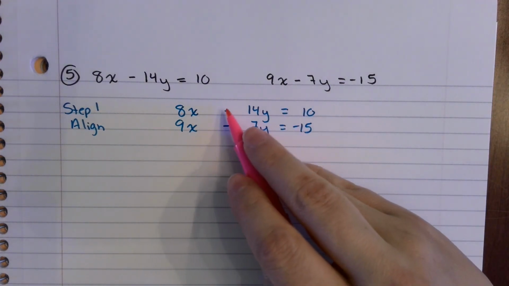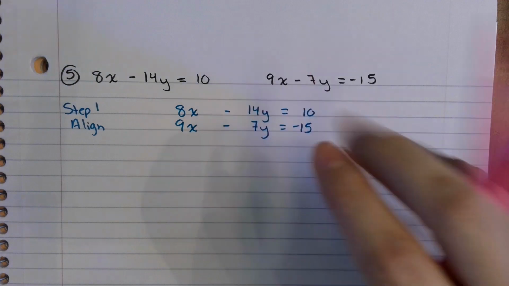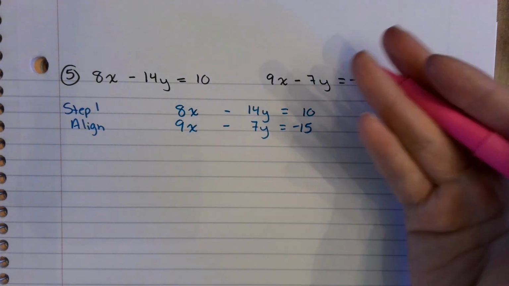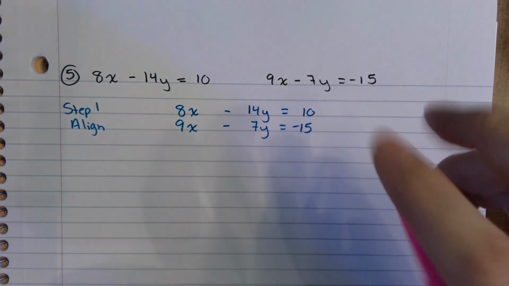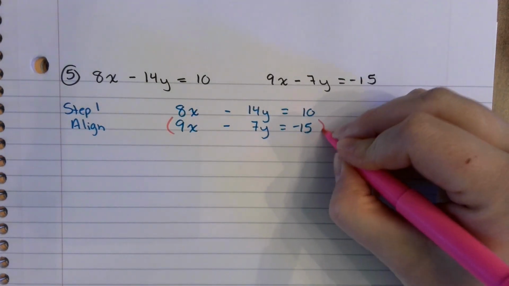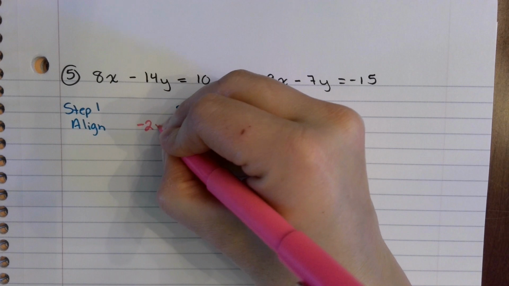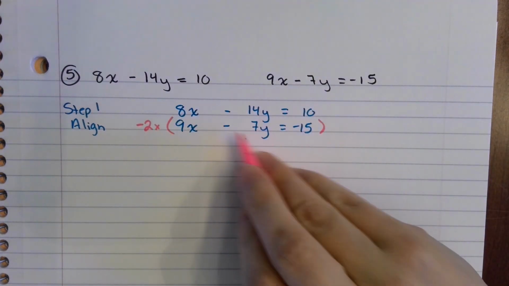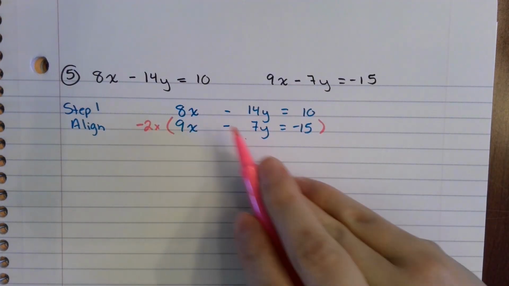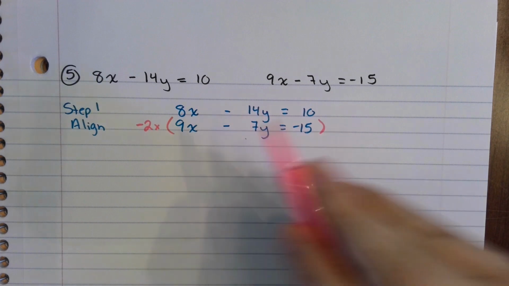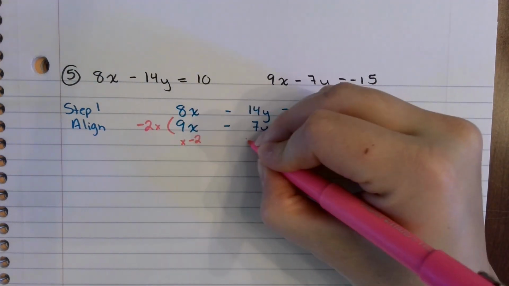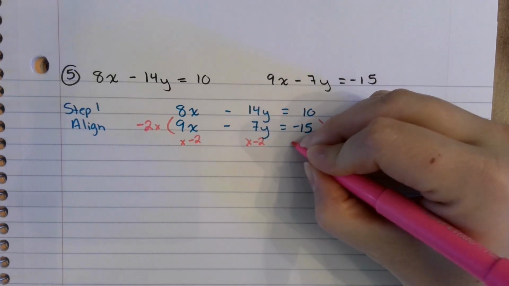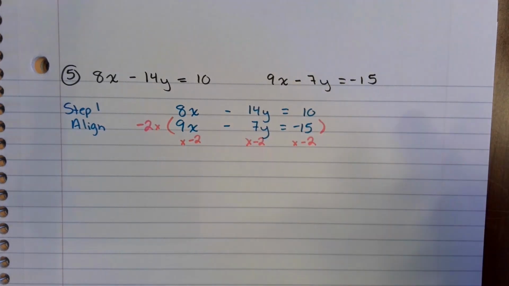Now remember, both of these are negatives, but we don't want two negatives. One of them has to be a positive. So we're going to go ahead and change the bottom one by multiplying the entire thing by a negative 2. That changes this to a positive 14, because a negative times a negative becomes a positive, and we want that opposite. Remember, when you are changing it, you are multiplying the entire statement by that negative 2.